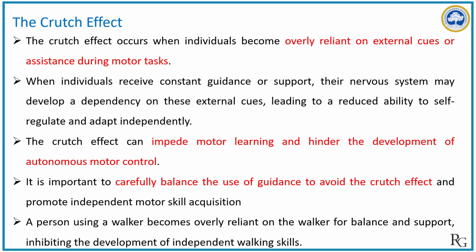This helps promote autonomous motor control, encouraging the brain and the body to adapt, self-correct and ultimately learn. So in therapy and learning, the balance between support and challenge is one of the keys to preventing the crutch effect and making the subject independent for motor learning and skill acquisition.